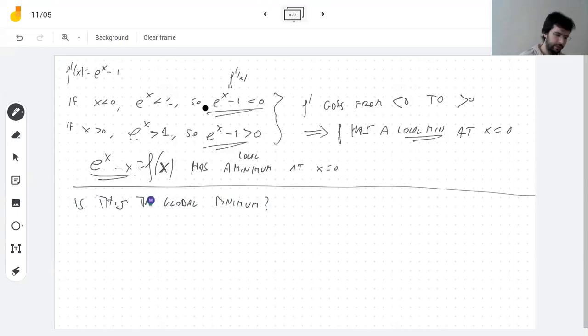No, I was going absolute, relative. Is this the absolute minimum of the function? Well, it looks like it. So I think it is. How could I realize that this is true?